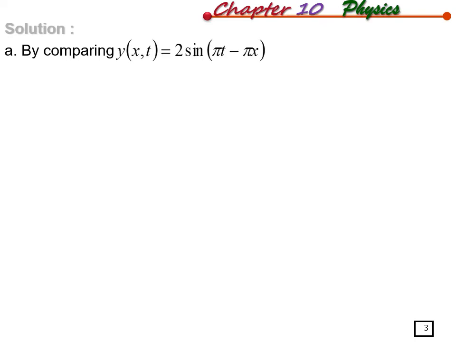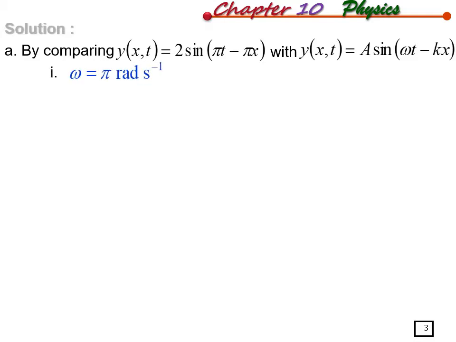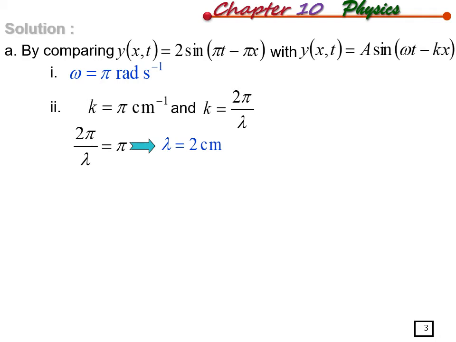First, we compare with the general equation. The general equation is y = A sin(ωt − kx). By comparing, ω is equivalent to π radian per second, which is the angular frequency, and k is also π per centimeter. We know that k is equivalent to 2π over lambda, so from there we can calculate lambda, which is 2 centimeter.